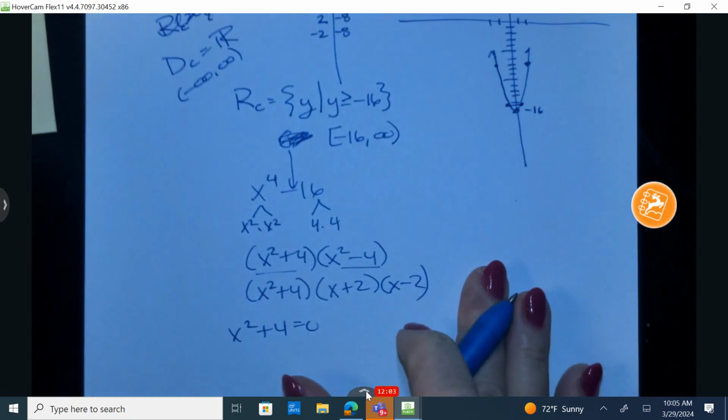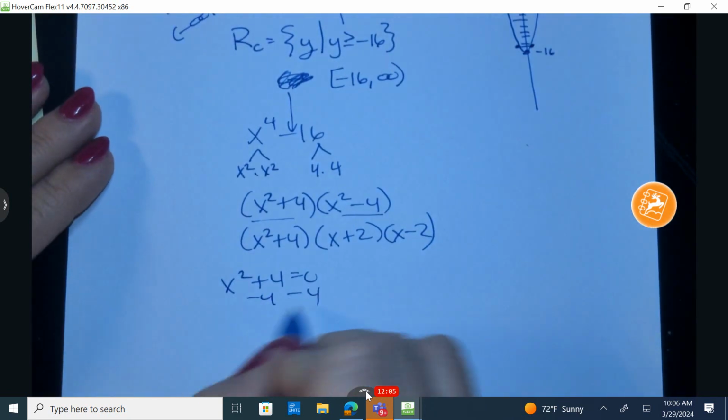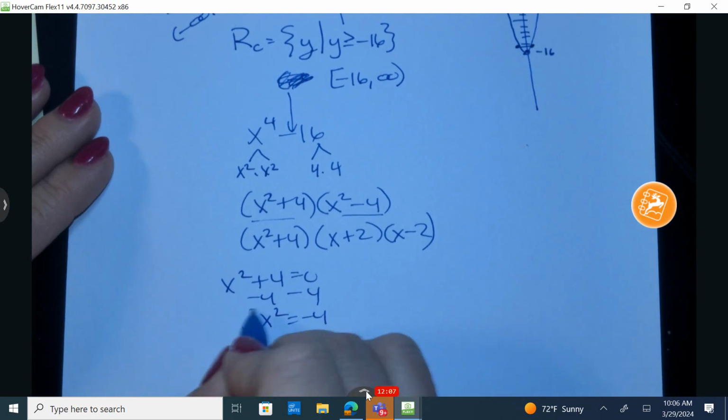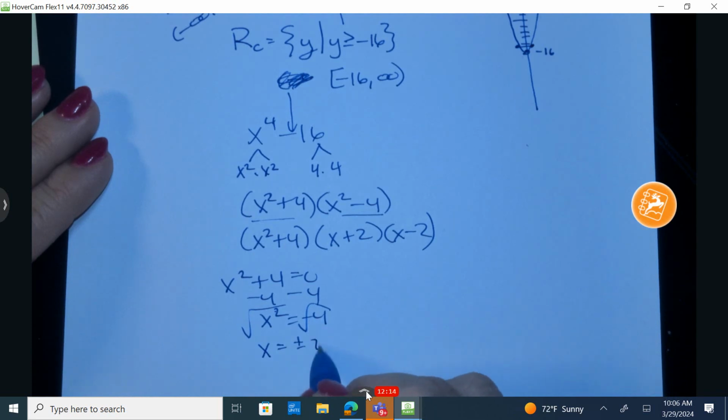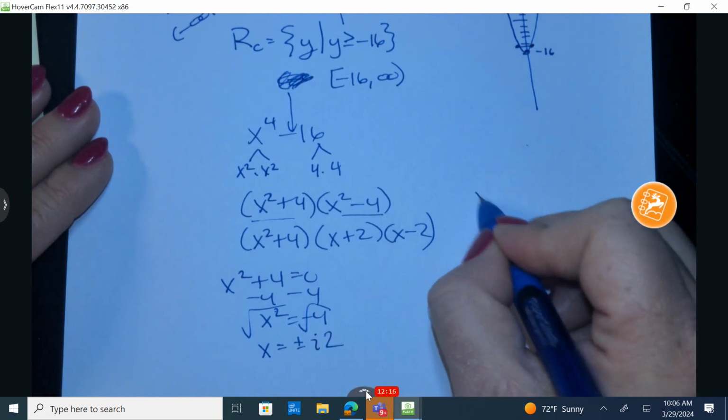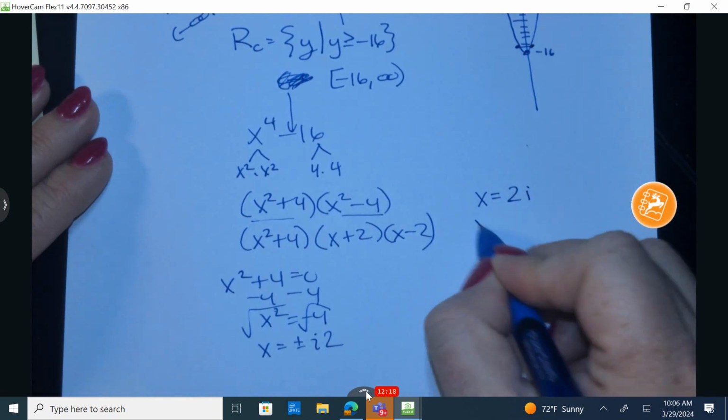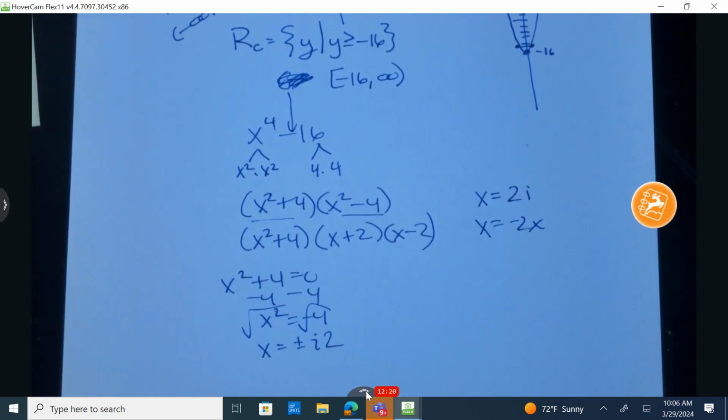I set it equal to 0. Now I move 4 to the right-hand side. X squared equals negative 4. I take the square root. I'm going to have two answers. X equals plus or minus. This negative sign is going to sneak outside and become an i, and the square root of 4 is 2. So for the zeros, I have positive 2i and I have negative 2i. I will not include those when I list the x-intercepts.